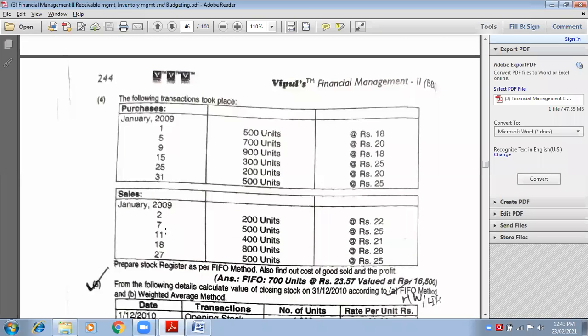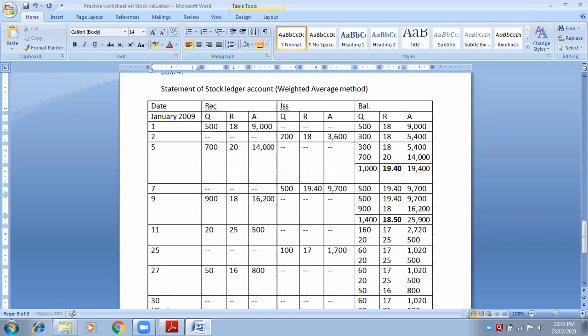After the ninth, which date do we have? The 11th. What is happening on the 11th? 400 issued. So here we will write 11th. Receipt column will be nil. Do it with me, I will not give you extra time. So 400 units are issued. Now you don't have to think whether we have 400 units in the first slot or in the second slot. What is the total that you have? 1,400. Out of 1,400, issue 400. What is the weighted average rate? 18.50.